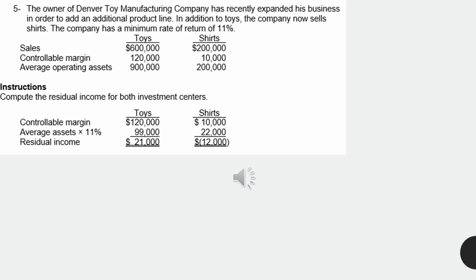So in this situation, if our expected minimum rate of return is 11%, multiplying the average operating assets by that expected minimum rate of return, subtracting that from the controllable margin for each of the two investment centers, we have toys having a residual income of $21,000 with a residual loss actually in the shirt department of $12,000.